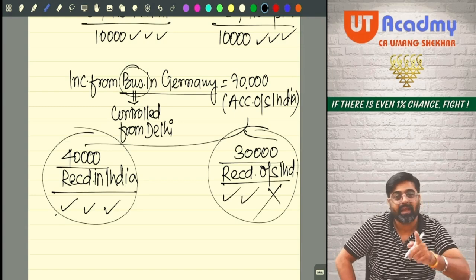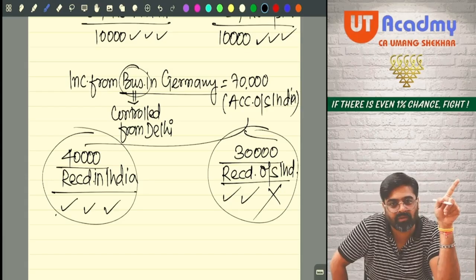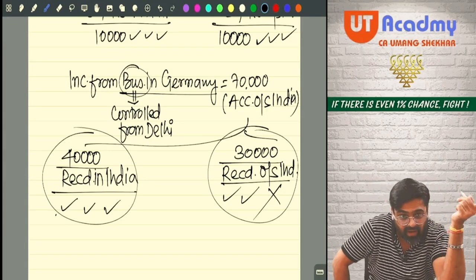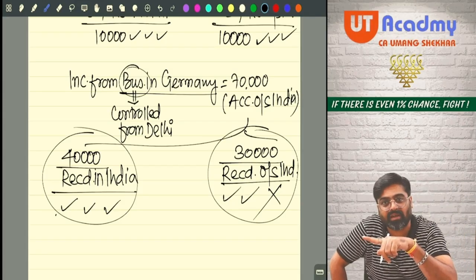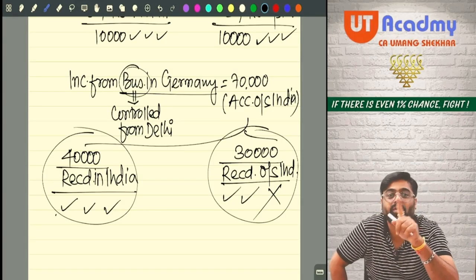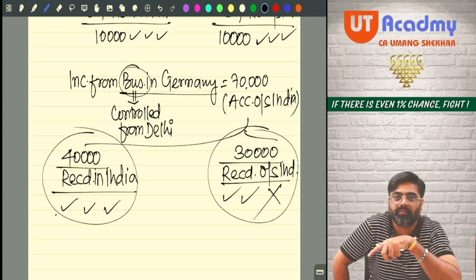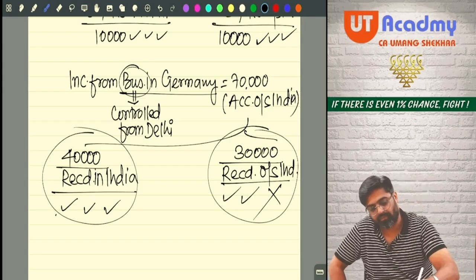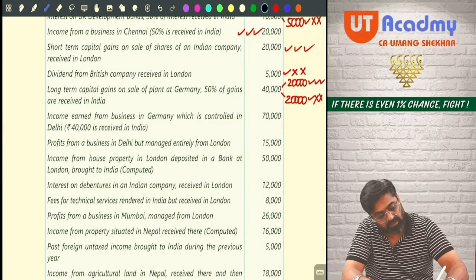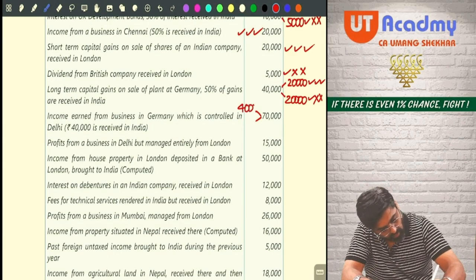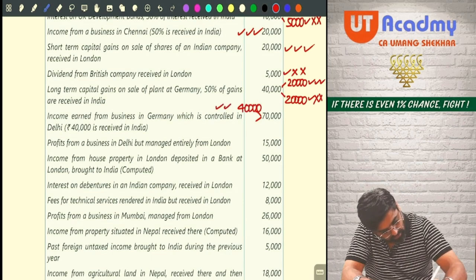Understood? If that entire 70,000 would have been received outside India, on that entire 70,000 we would have done tick, tick, cross. But since from that 70, 40 we are receiving in India, that automatically becomes Indian income. We cannot do tick, tick, cross. We have to do tick, tick, tick on this 40,000. Sure? Next one. So, please make two parts over here. Out of this 70, 40,000, tick, tick, tick. And out of this 70, 30,000, tick, tick, cross.